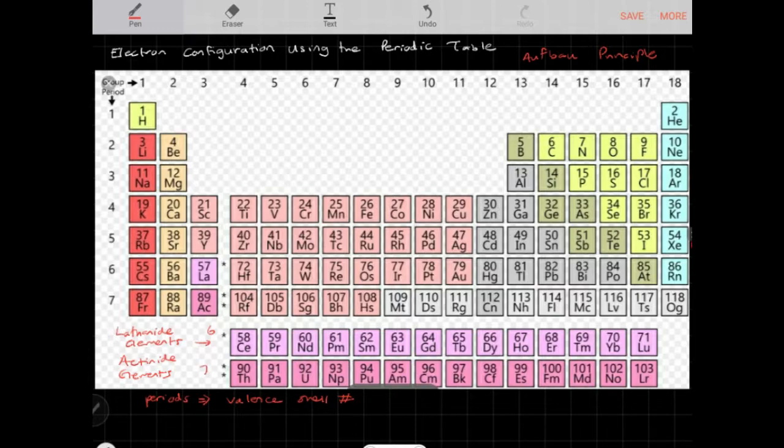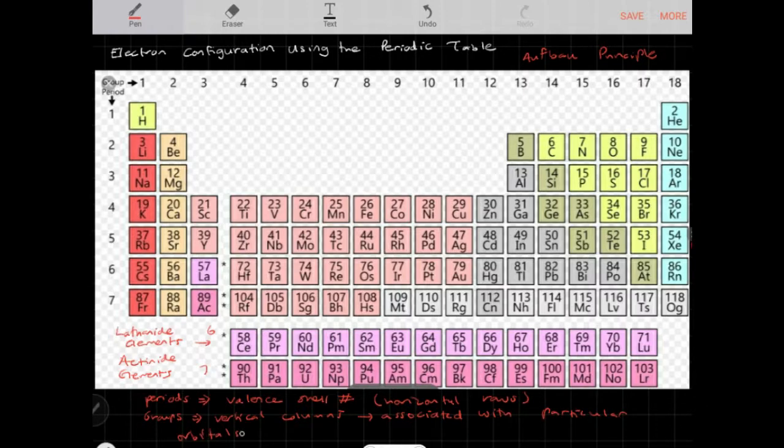So the period will tell us the valence shell. That's really important to understand, because when we're looking at chemical reactions, we're looking at the valence shell in particular. Now, we know that the groups, which are these vertical columns, are associated with particular orbitals, while the periods are the horizontal rows. I'm going to show you that.